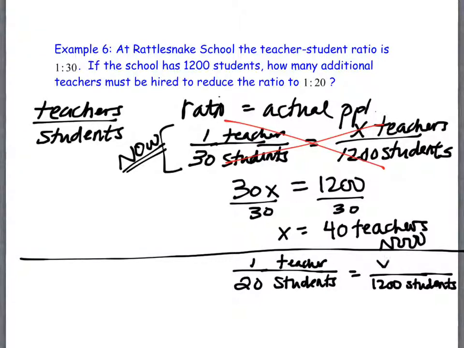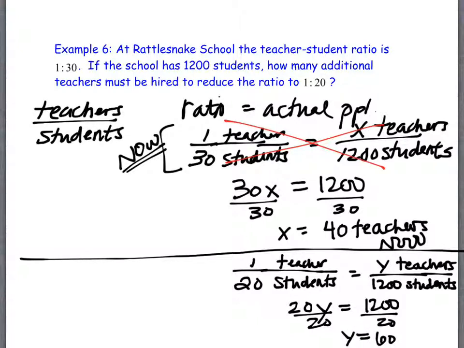Now I'm going to call this Y just because I don't want to confuse the fact that I already used X. It's not the same value. It's something different. So this is going to be Y teachers. That is how many teachers I want to have in my school. And I would solve it the same way, right? So instead of having 30, I'd have 20, and then it would be Y equals to 1,200. Divide by 20. What would Y be? 60 teachers.